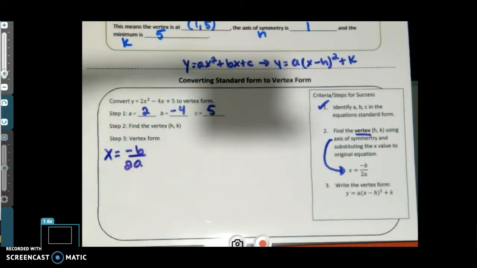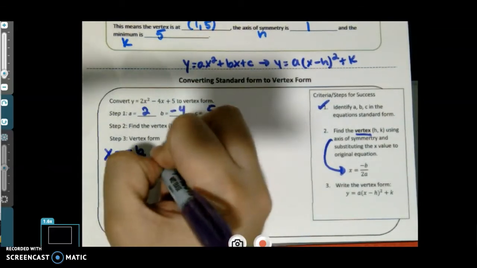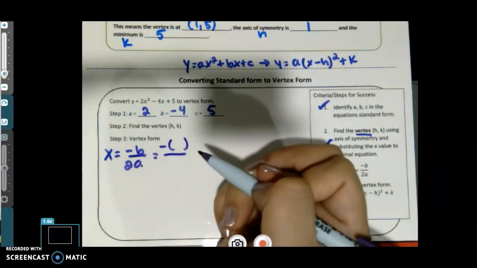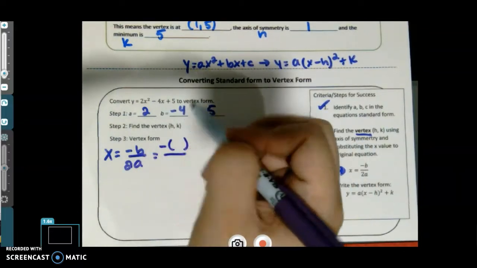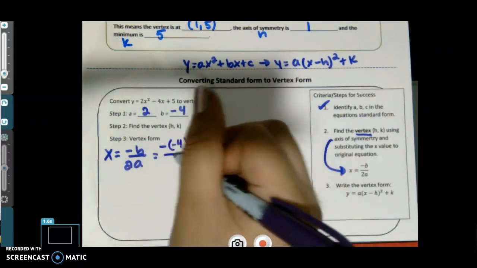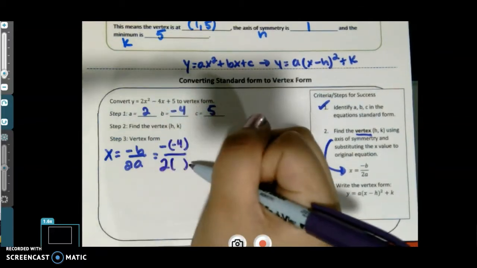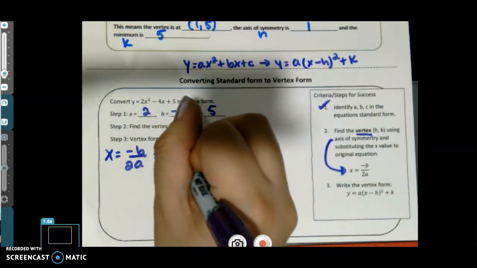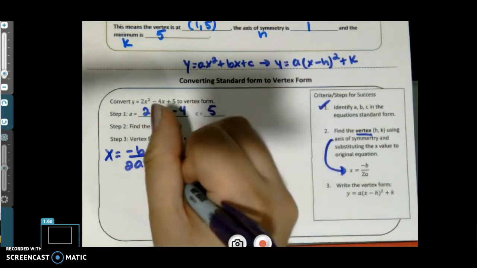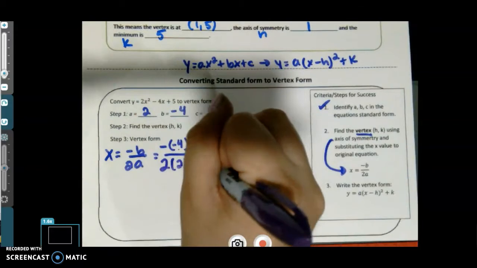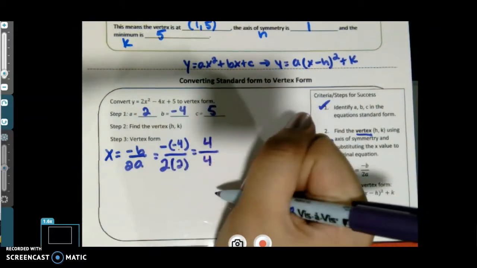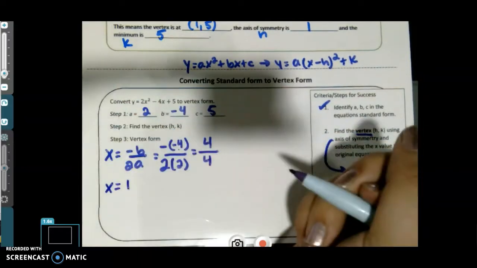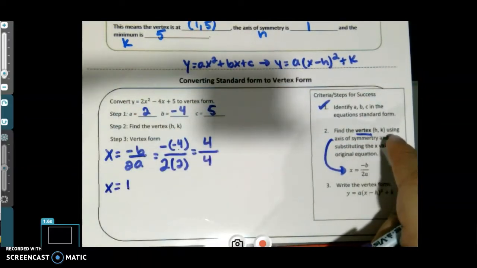So this is why we have to know our coefficients, guys. So we want to go fraction sign here. Negative parentheses, what's my b coefficient? It's -4. So it's negative times -4 divided by 2 times, parentheses, what's my a coefficient? 2. So now negative times -4 is +4. 2 times 2 is 4. So 4 divided by 4 is 1. So x equals 1, meaning my axis of symmetry is 1.